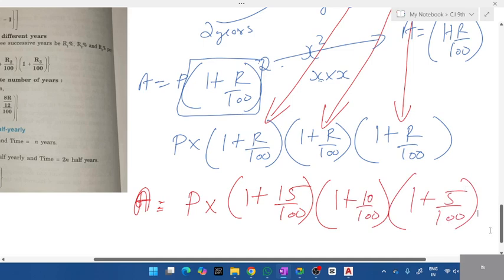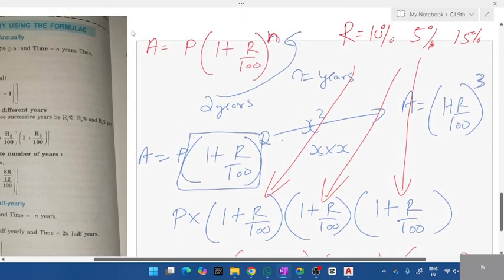Okay, this is how we solve. Did you understand Bhargavi? Kia, Bhargavi, Dia?